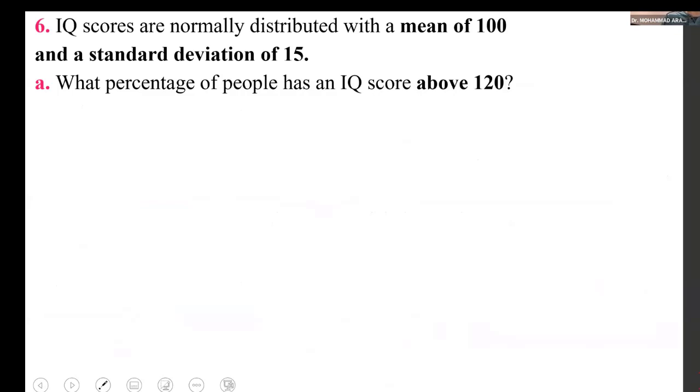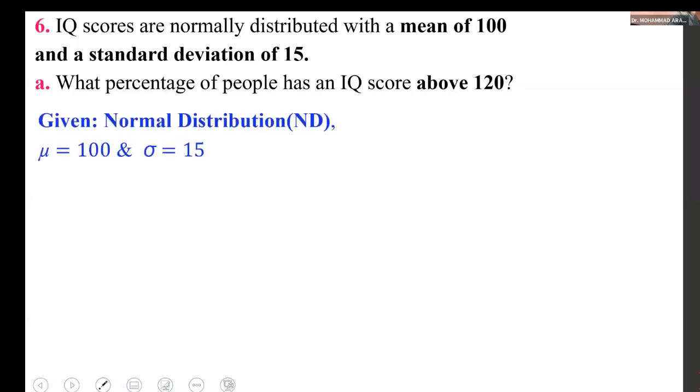IQ scores are normally distributed with a mean of 100 and a standard deviation of 15. What percentage of people has an IQ score above 120? Excellent. Again, word problem. What did we get out of this? This is a normal distribution with mu of 100, sigma of 15, and we want the probability of X larger than 120.